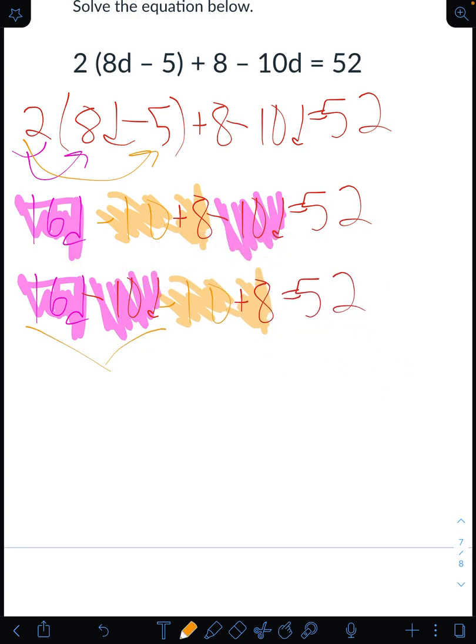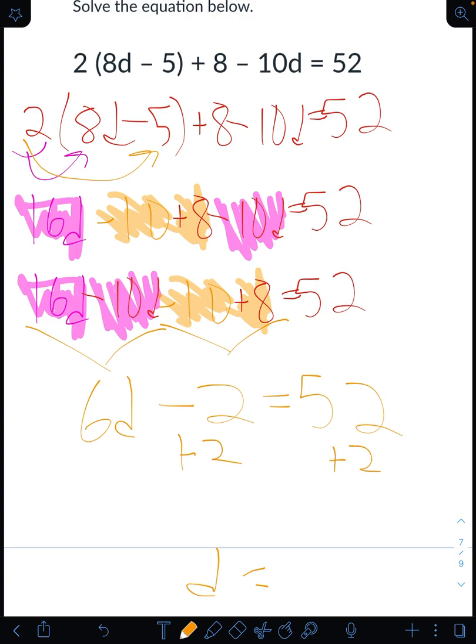So we have a 16d minus 10d. That's a 6d. Negative 10 plus 8, negative 2 equals 52. Now we have a 2-step equation that we need to solve. We want to get that d alone, so we add 2 to both sides. We get 6d equals 54.